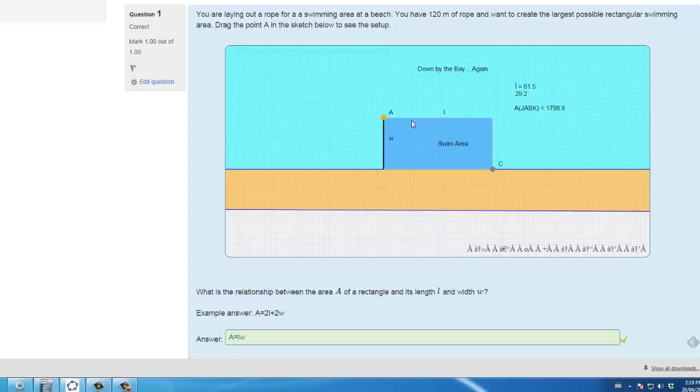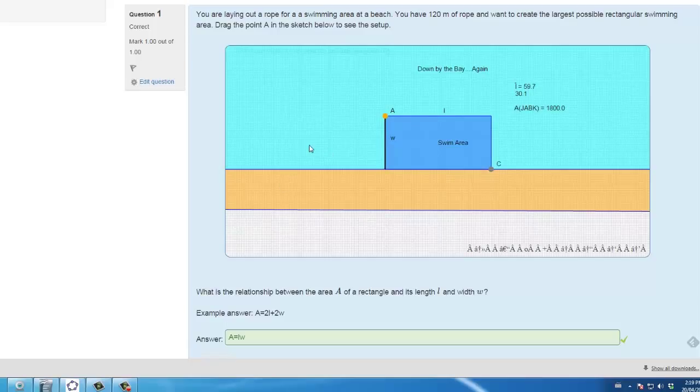So you thought Monday was bad for you. In this case, because one side is missing, it's not a square. Normally it would be a square, the optimum use, and we get the maximum area. But because one side's already being provided by Mr. Beach, it winds up being, what, 1,800 square meters? Being the maximum.